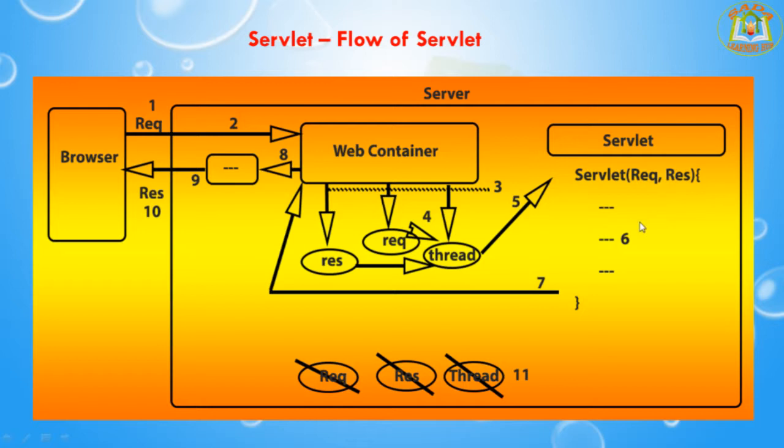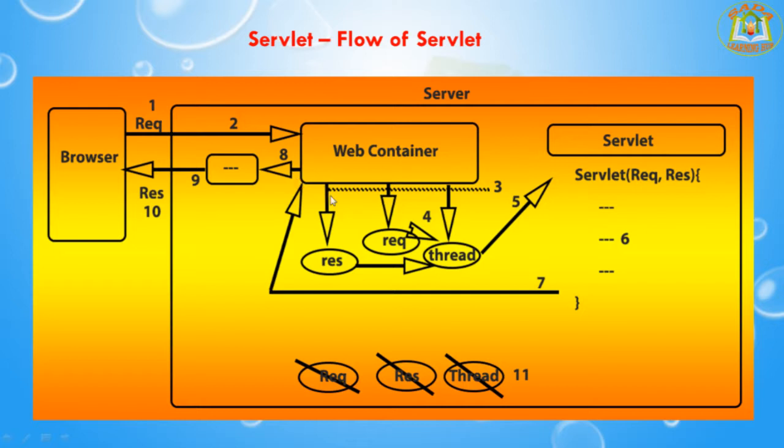The business logic is executed in the service method. A web container collects the response object from the service method of the servlet. See here, after completion of the business logic, the web container receives the response from the service method. Next, the web container prepares a web page for the servlet response, and then the web page is given to the server.